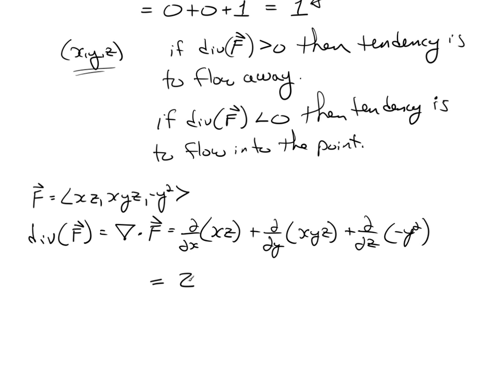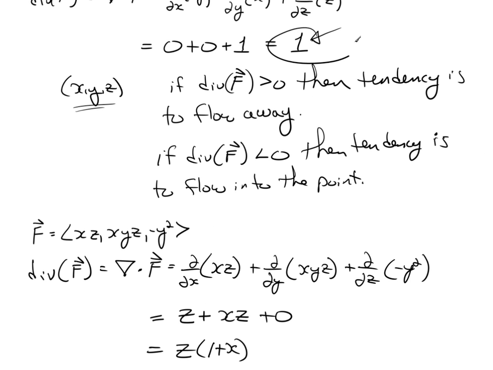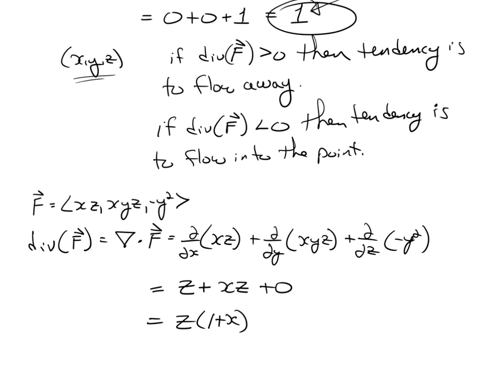We'll see that's going to be z plus xz plus 0. So I'll probably write this as z times 1 plus x. So unlike this first example, where the divergence was actually a constant, here the divergence is actually a function of either of x or z.